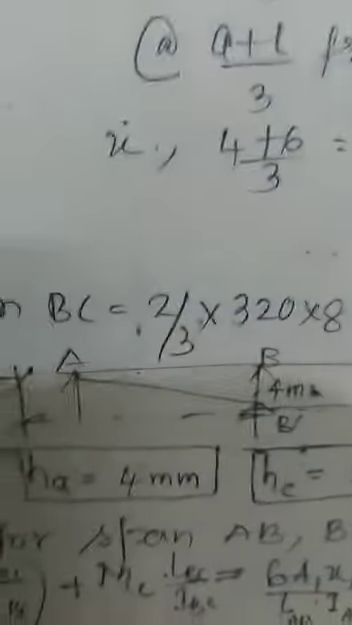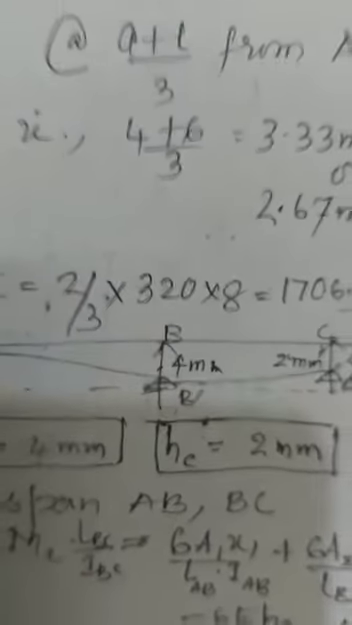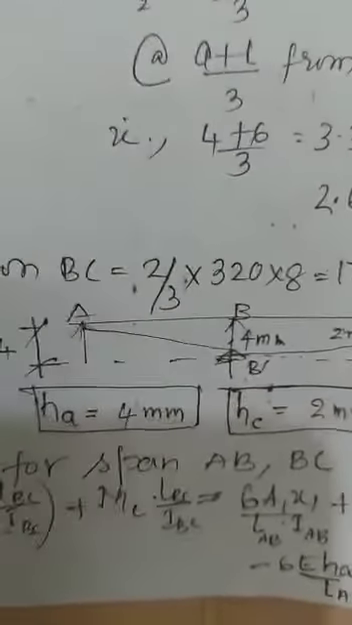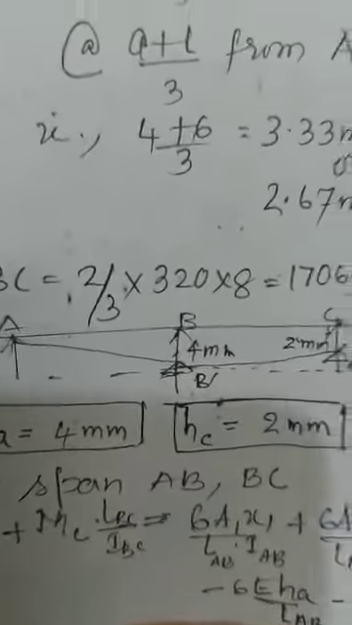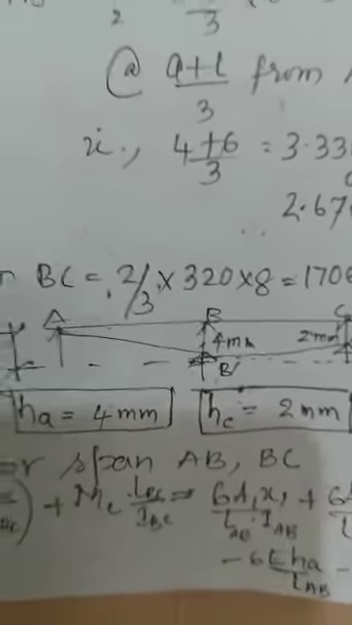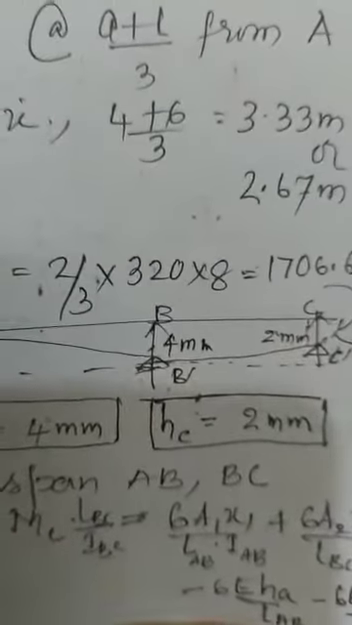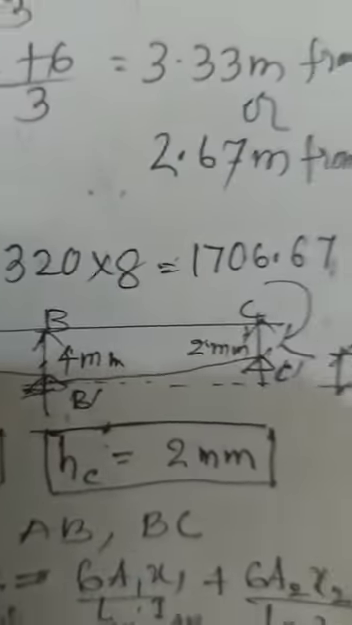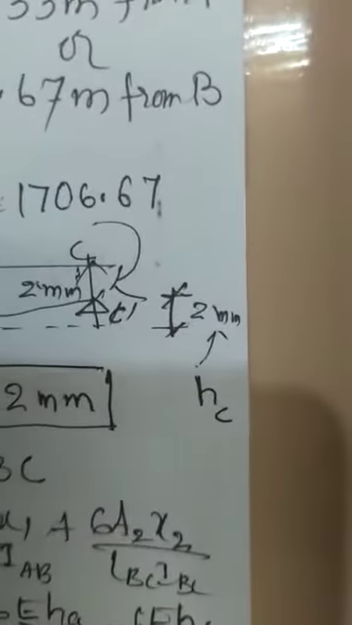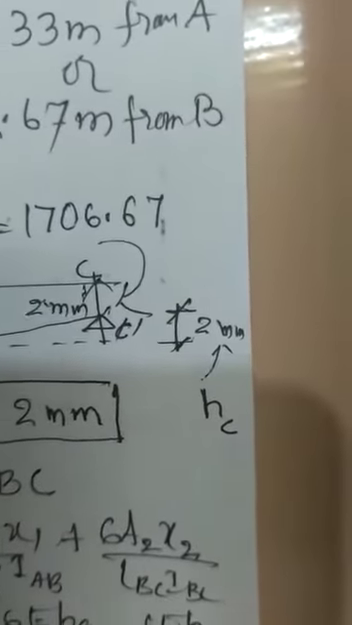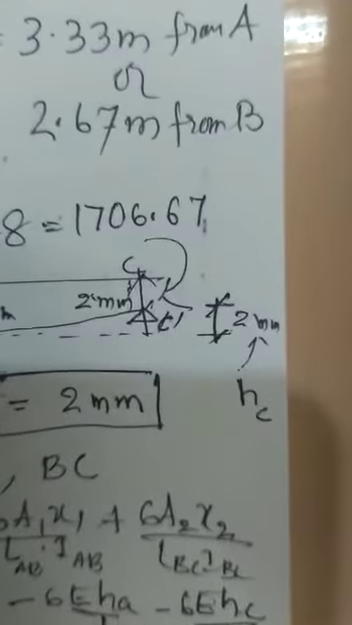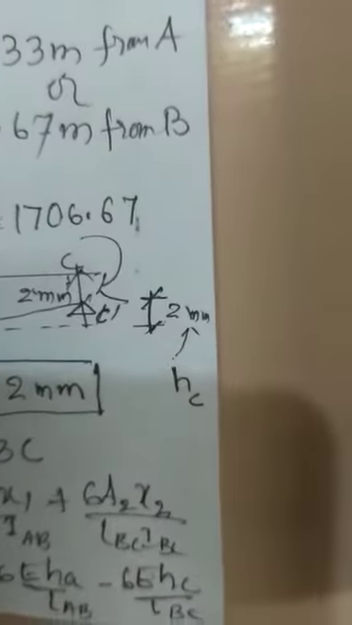So see this figure. I've drawn the two spans AB and BC with the position of the supports after sinking. There is no sinking at A, so it remains at A only. B, it is given, sinks by 4 mm, so that is shown there. C sinks by 2 mm. So C is the original position, C dash is the final position. So sinking at C is 2 mm.